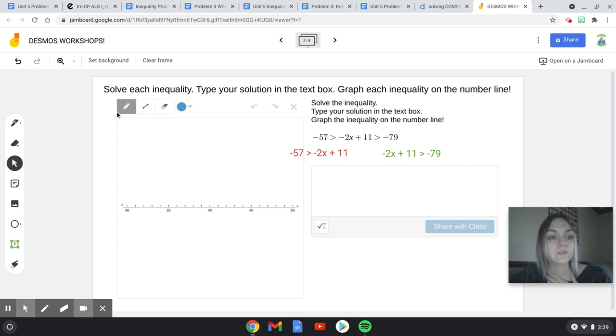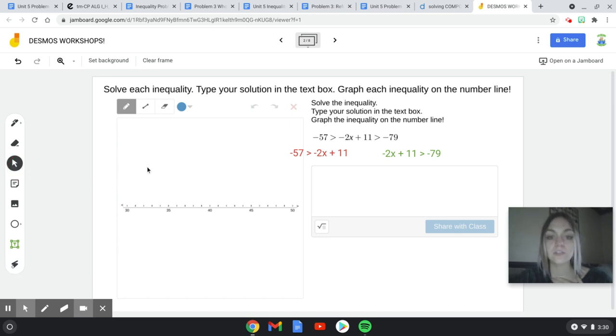So we're solving our inequality, typing the solution in the text box, and then graphing the inequality on the number line. So I've got this inequality here. And what I've done is I broke it into two pieces. I have my red piece and I have my green piece. So my red piece is this part here, and then my green piece is this part here. Notice how the middle piece repeats. So these look familiar. We've worked with these before.